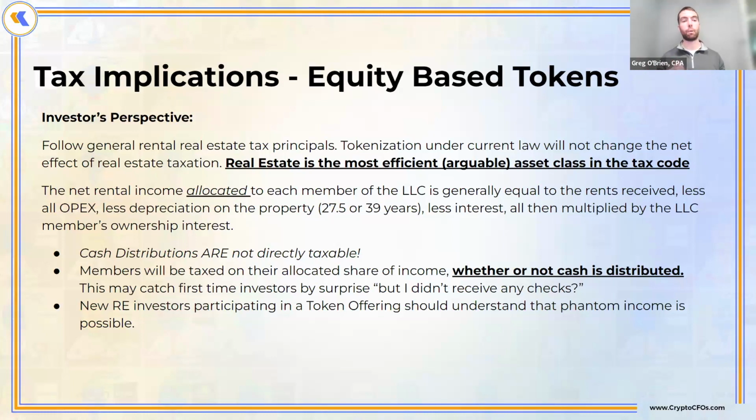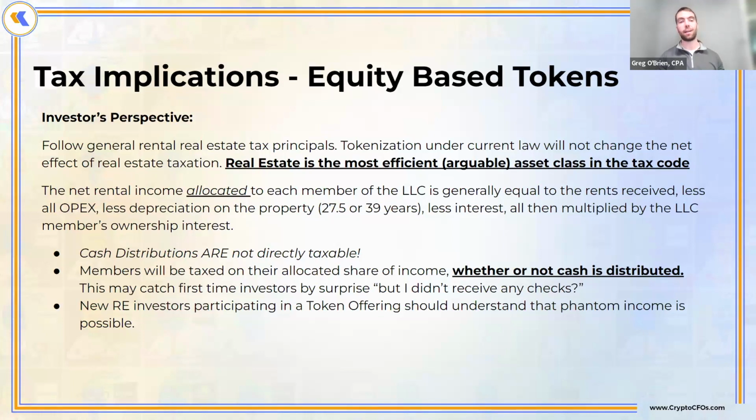Now, here's a really important concept for real estate if you're entering this way. Cash distribution, right? So the syndicator sends you in March a $2,000 check. That is not in itself directly taxable, right? So members are ultimately taxed on their allocated share of income, whether or not the cash is distributed. So real estate has what's called phantom income. This can sometimes catch first time investors by surprise. They'll say, hey, my accountant or TurboTax or whatever is telling me that I owe $800 on this real estate fund. I didn't get a dollar. It's because they're allocating you income and they chose not to distribute cash, which is their right in the operating agreement. So be careful of that.